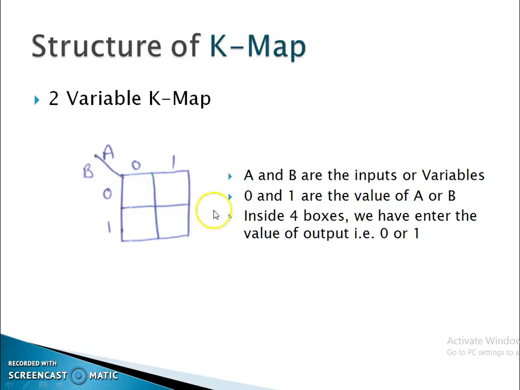This is the structure of two variable K-map. Here A and B are the inputs or variables. 0 and 1 are the two values of A and B. So this is the block. The table has four blocks. This first block will represent the value of A 0 and B 0.